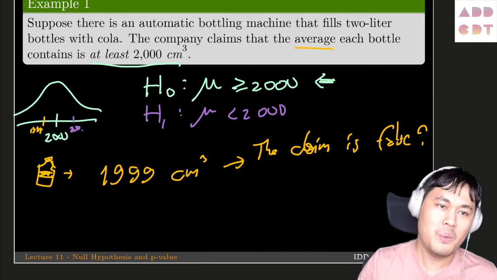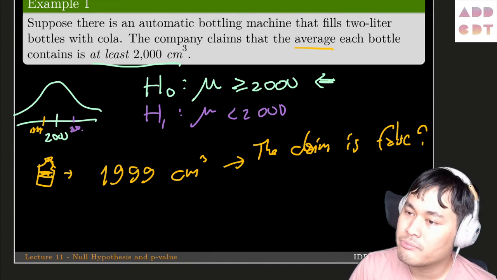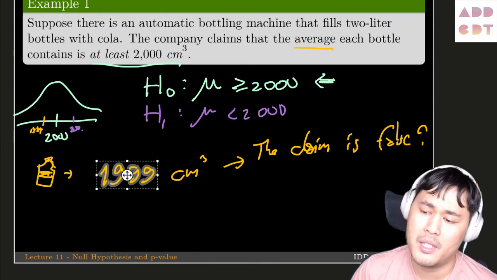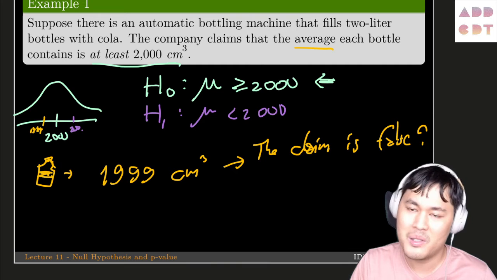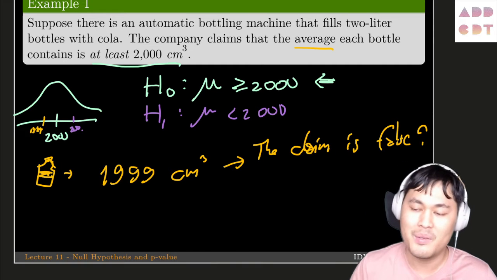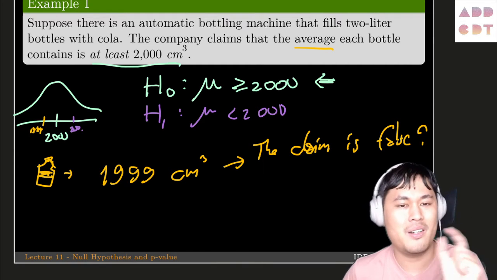The question is, what can we say about the claim? Maybe from 1,999, you say it seems close enough that you can just say this is just one tiny error.